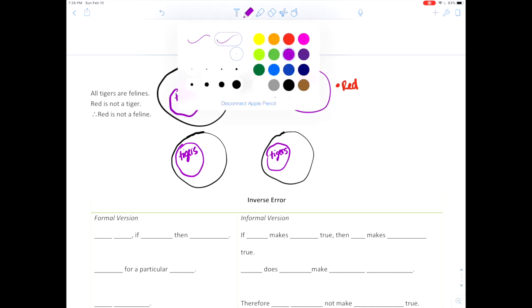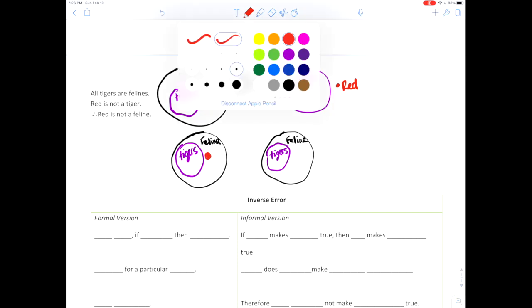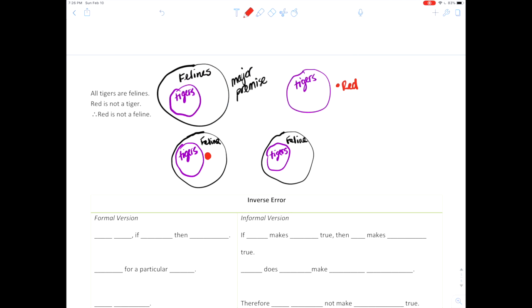So Red will never be in the tiger circle, but he could be a feline. In fact, he is. He's a house cat. But if we didn't know that, he might not be a feline. So he could be a feline which is not a tiger, or he might be a dog. He might not be a feline at all. All right, so again, we have these two possible conclusions, which means that the argument is invalid.